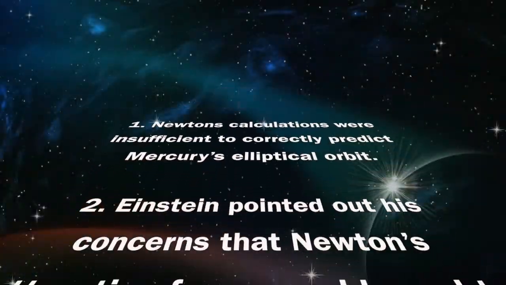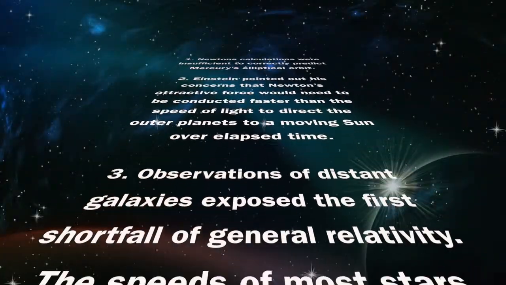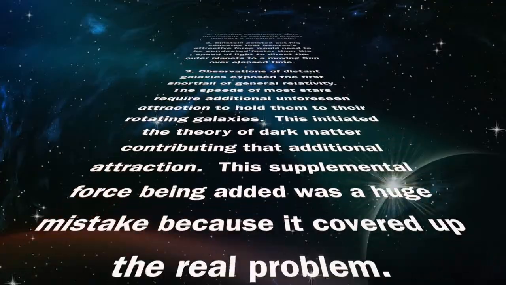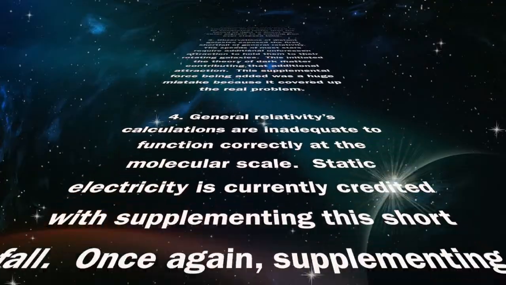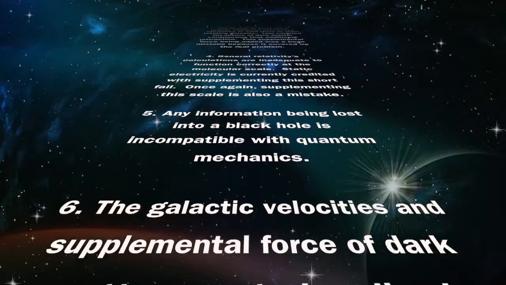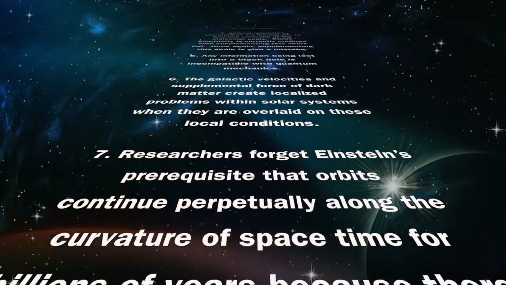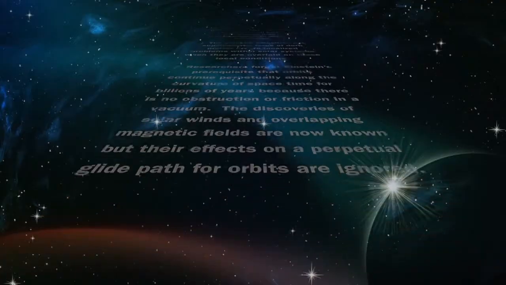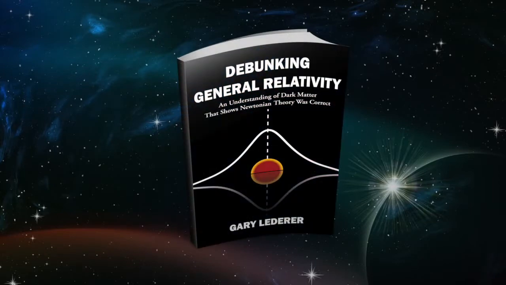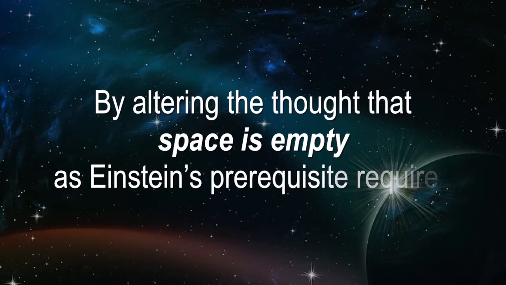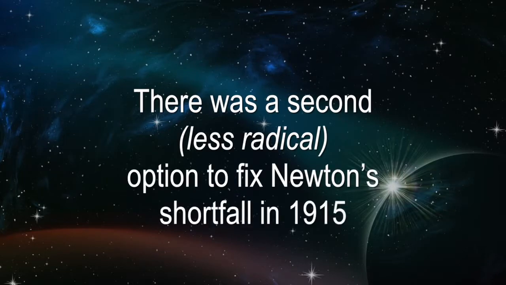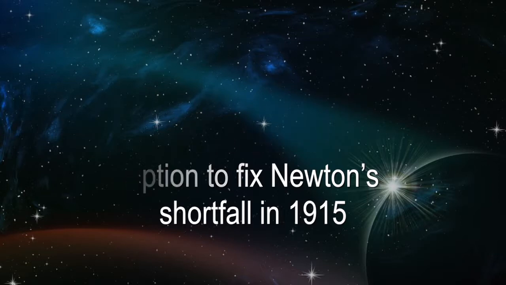We spent the first part of this series exploring the problems with gravitational theory. Now you're going to see how making one small change will present a perspective that corrects all of these problems, the basis of which was first explained in Gary's book, Debunking General Relativity. By altering the thought that space is empty, as Einstein's prerequisite requires, there was a second, less radical option to fix Newton's shortfall in 1915.